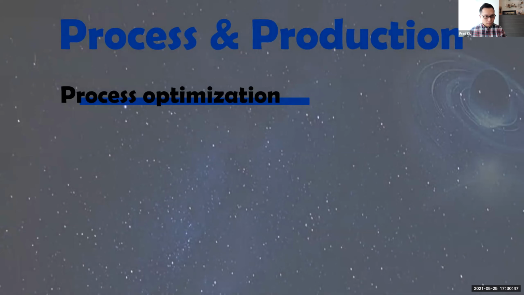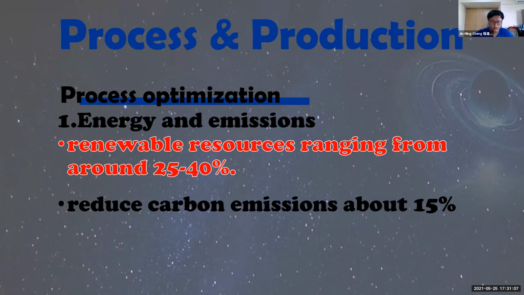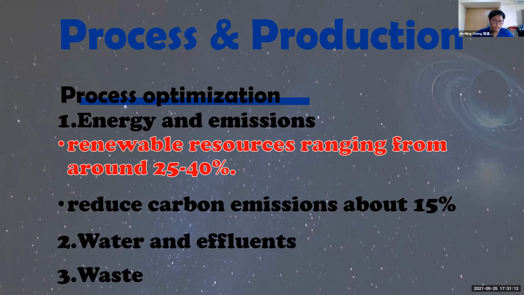Okay, next I'm going to talk about how Dormakaba fulfills their targets on the other two fields, process and people. In process optimization, I'm going to divide it into three parts: energy and emission, water and effluent, and third is waste. We can see that the energy is from renewable resources, ranging from around 25 to 40%.